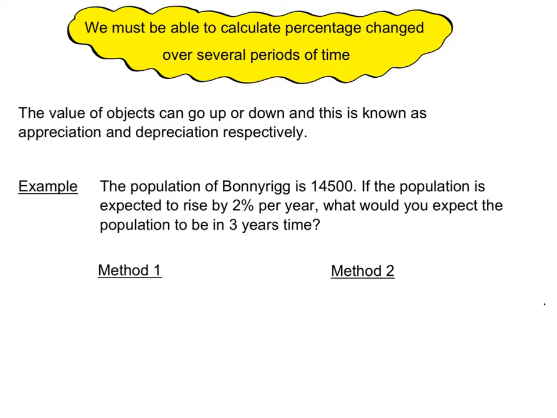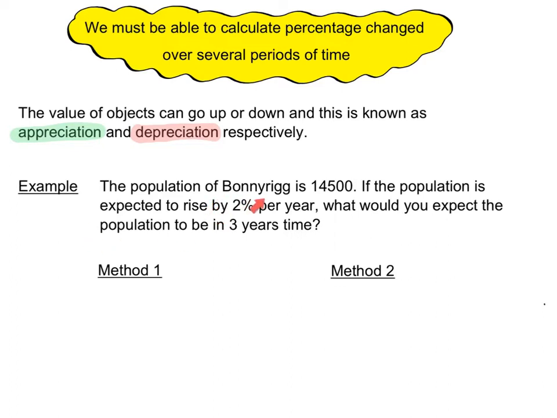We're now going to look at changing percentages over multiple time periods. This sentence here, the value of objects can go up or down, and this is known as appreciation and depreciation respectively. These are two words which you're going to see quite a lot, so you basically need to understand what each one means. Appreciation is the value of things going up, and depreciation is the value of things going down.